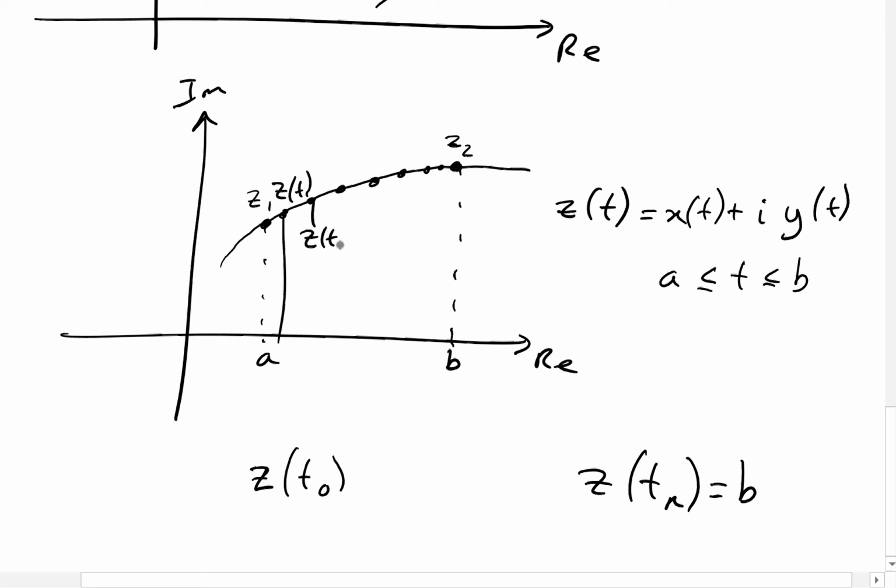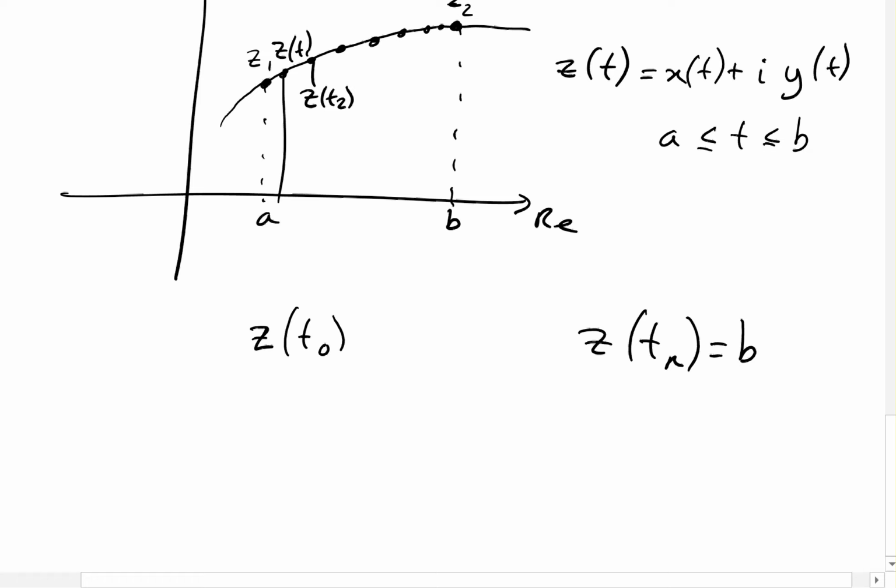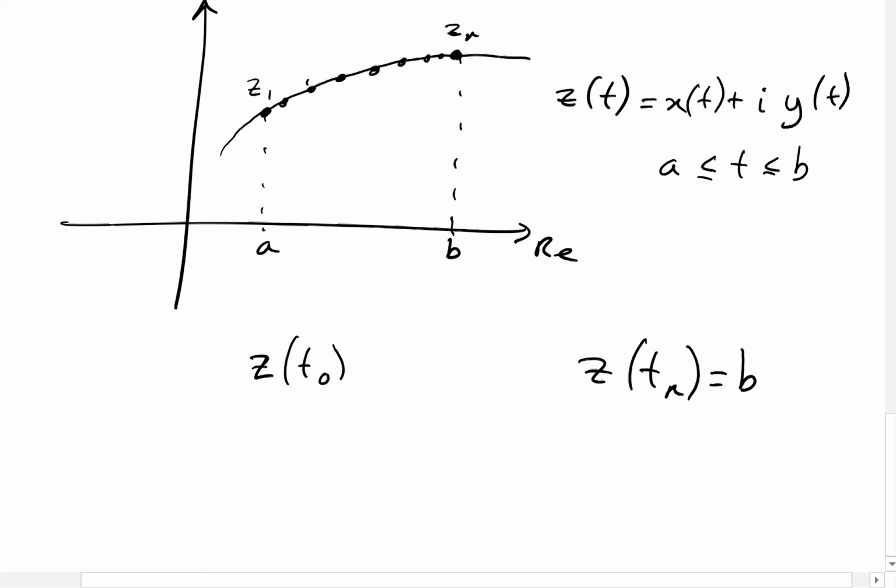Okay, z of t2, z of t3, z of t4, and so on, all the way up to z of tn. So basically what I've now done is subdivide my interval. Let's stick with the notation that when I'm at A, I'm considering Z1. And when I'm at B, instead of calling it Z2, because otherwise my notation will become a bit sticky, I'm just going to call it Zn. So basically I go from Z1 to Zn.